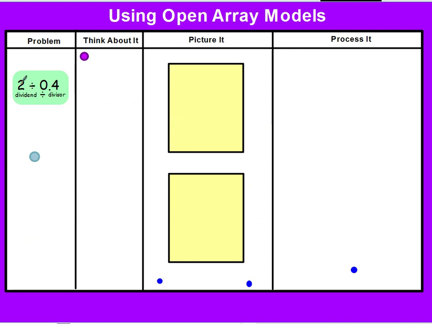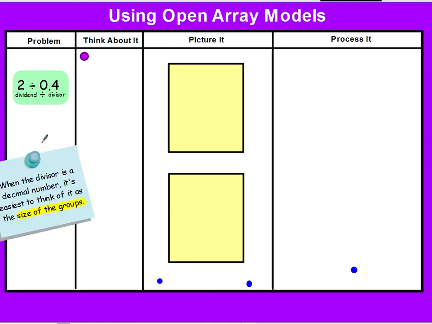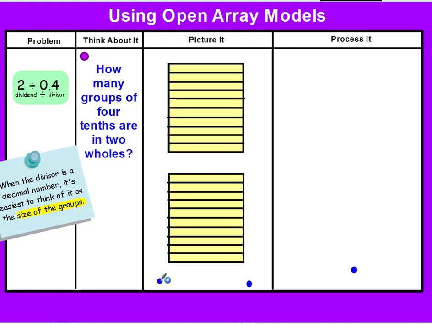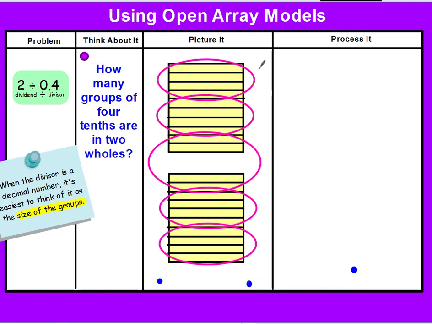Okay, this third example. Here I have 2 divided by 4/10. When the divisor is a decimal, remember, think of it as the size of the group. How many groups of 4/10 are in 2 wholes? Here I have 2 wholes. I want to know how many groups of 4/10 are in these 2 wholes. So I'm going to split them up into tenths. Okay, each whole is split up into tenths. And then I'm going to circle groups of 4/10. 1, 2, 3, 4, and 5. So my answer is 5. I have 5 groups of 4/10 in 2 wholes.